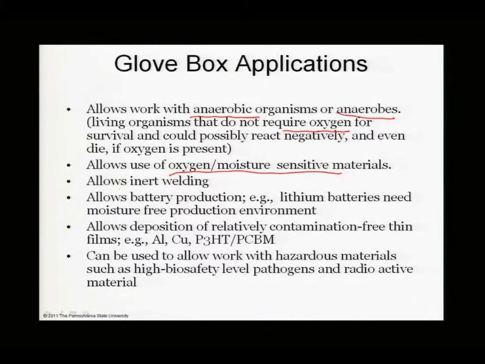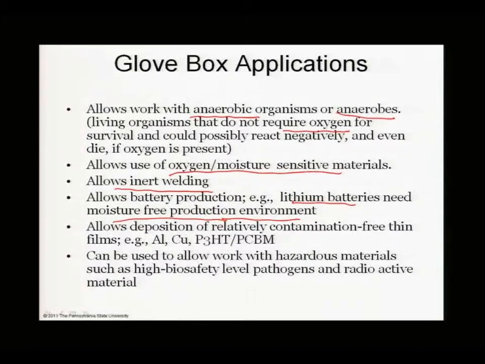It's wonderful for doing inert welding, that is, welding in inert atmospheres. It's wonderful for working with things like lithium batteries, because you need a moisture-free production environment. So anytime you need to really carefully control the environment, the glove box is very, very good. And you don't need a clean room. You don't have the open hood kind of situation. And so a glove box can be a very interesting type of facility.